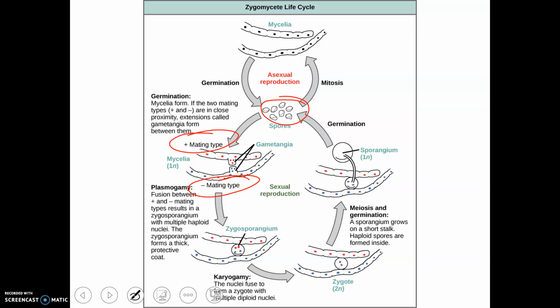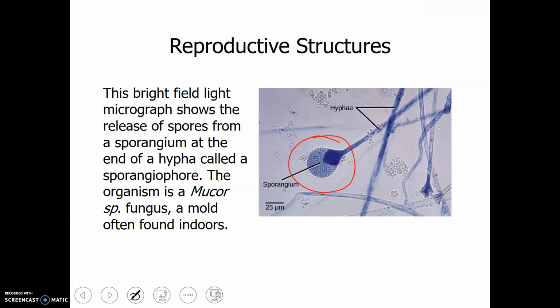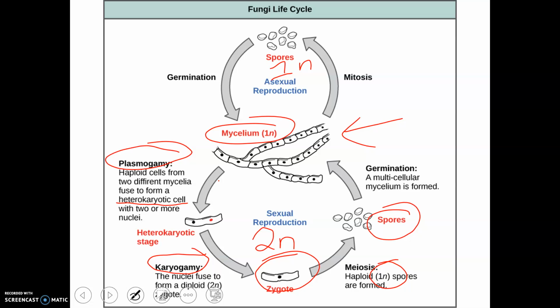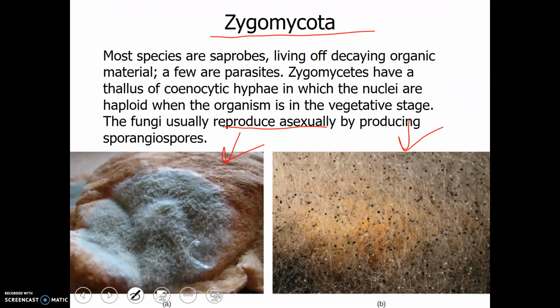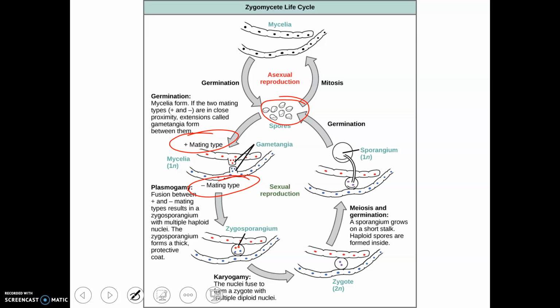So when the nuclei fuse between the two mating types, this produces a zygosporangium, which has many haploid nuclei. Unlike the generic fungi life cycle that we looked at, where there were just two nuclei, here there are many nuclei, so we would say the zygosporangium contains multiple haploid nuclei. This is the plasmogamy stage when the zygosporangium is fused. And then karyogamy occurs, and that's when the nuclei fuse.